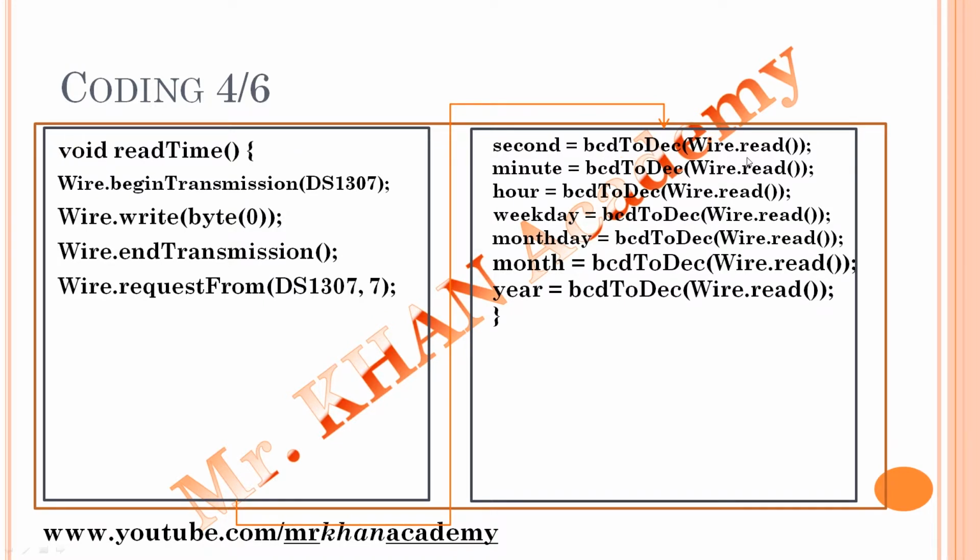Whatever data we get, we are getting in binary coded decimal, and we need to convert that into decimal. And here, Wire.read first, it will be the second. After it, read the minute, hours, weekday, day, month, and year. Serially, that data we are storing in these variables: second, minute, hour, weekday, day, month, and year. Then here we retrieve the data. That data is in the Arduino.